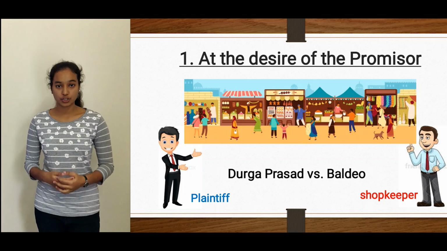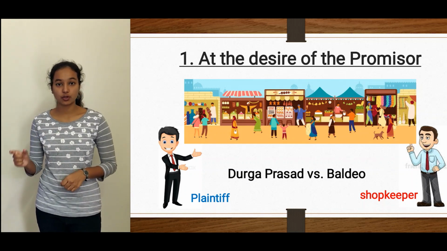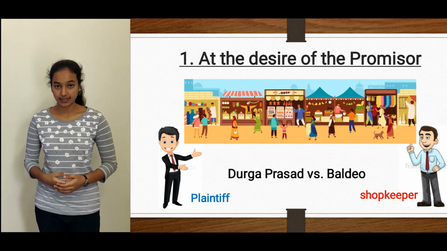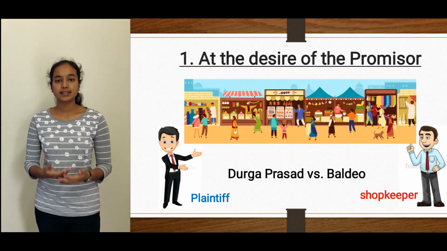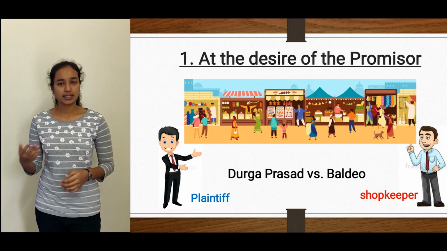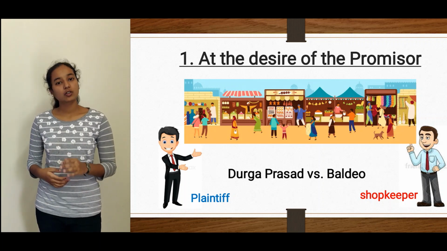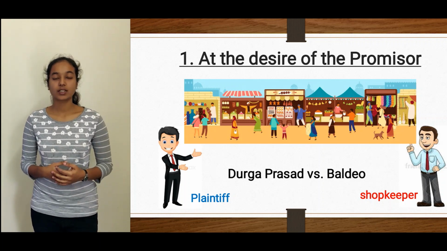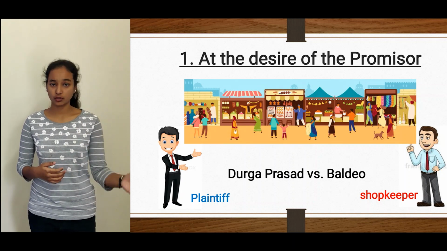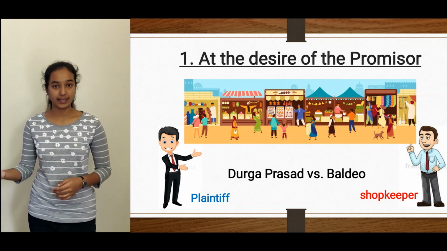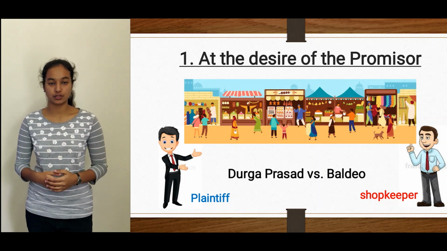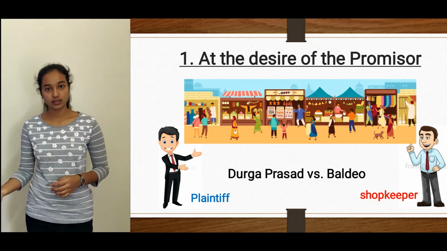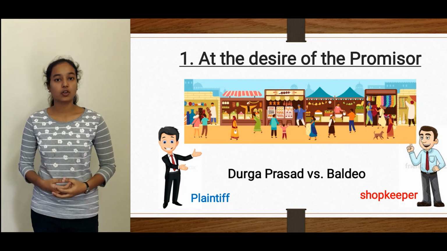First, consideration must move at the desire of the promisor. This principle has been laid down in the famous case of Durga Prasad versus Baldeo. In this case, the plaintiff built a few shops in the market on the order of the collector. The shopkeeper who occupied one of those shops promised to pay the plaintiff a commission on the articles sold as consideration. The plaintiff then sued the shopkeeper for the recovery of the commission.